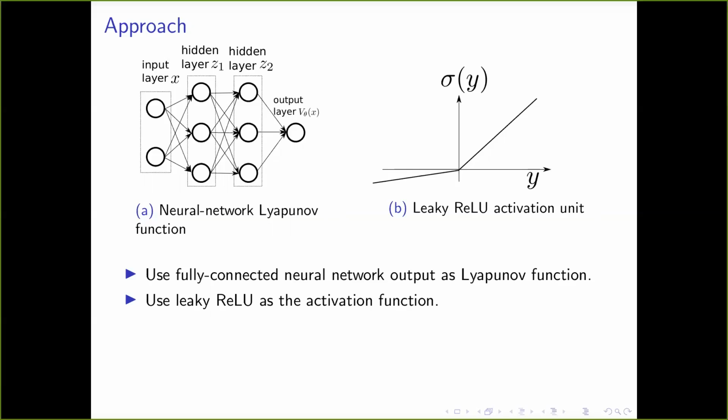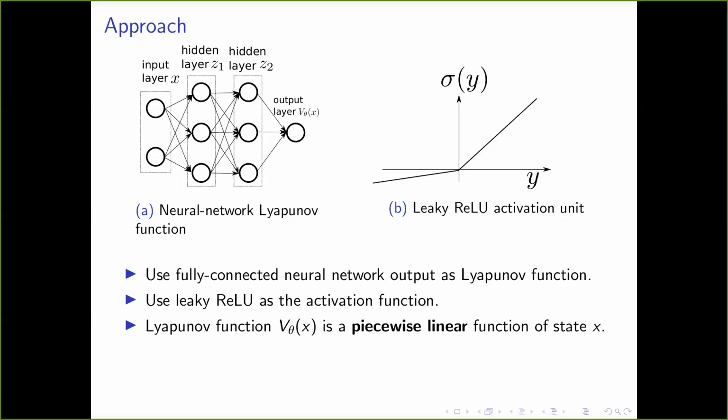Since we only have linear layers and leaky ReLU layers in our network, the Lyapunov function becomes a piecewise linear function of the state. This piecewise linear relationship is very important in our analysis, as we will see shortly.